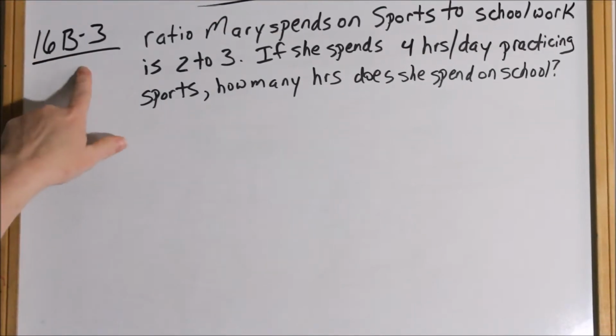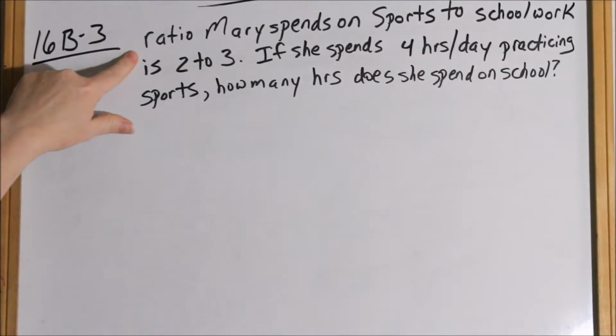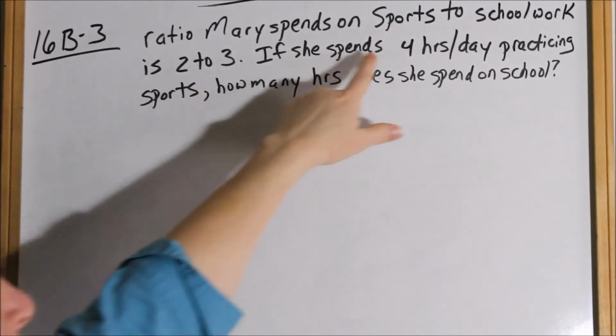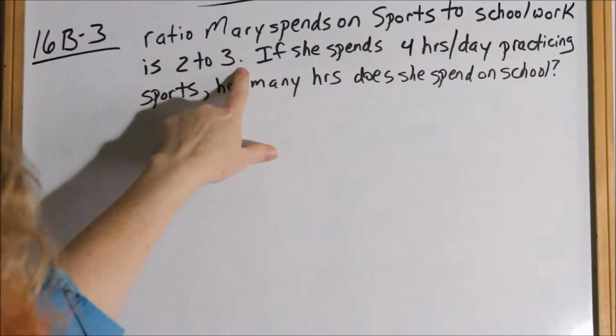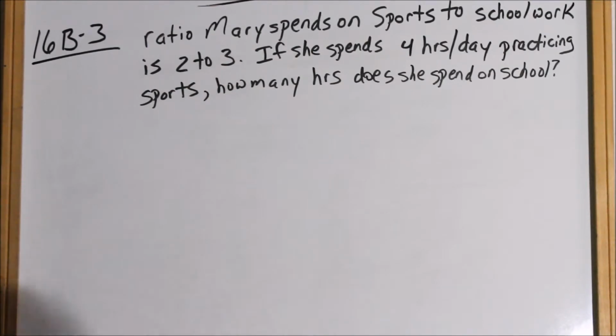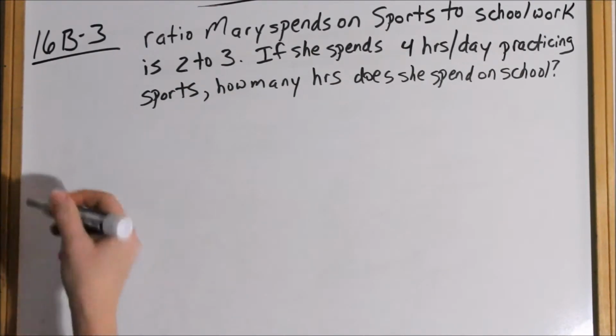Alright, we're looking at 16B3. The ratio that Mary spends on sports to schoolwork is 2 to 3. I'm just going to stop right there and see what information I can write down.